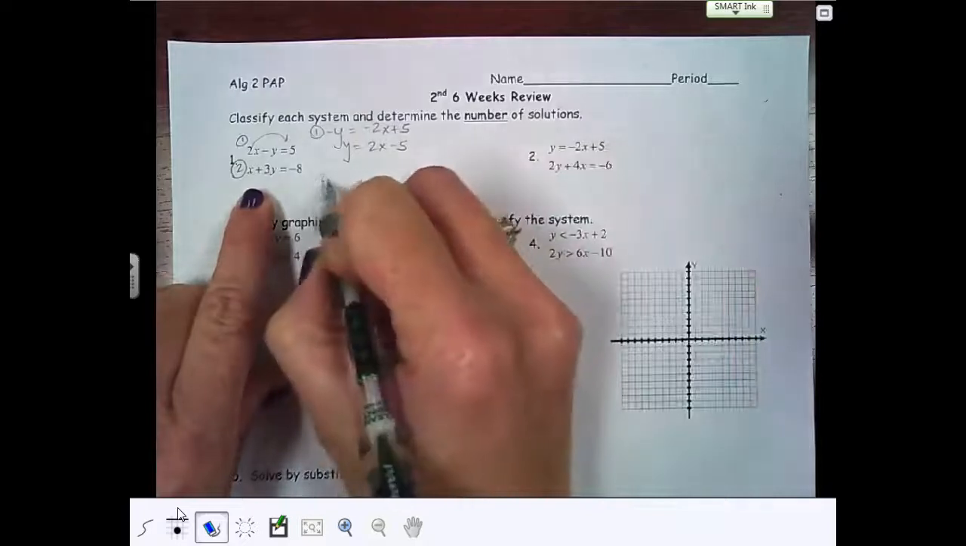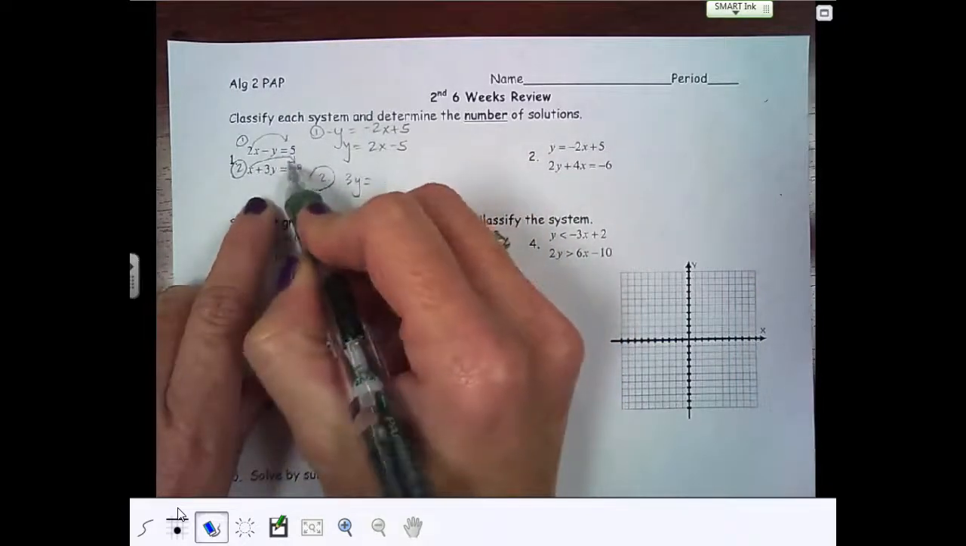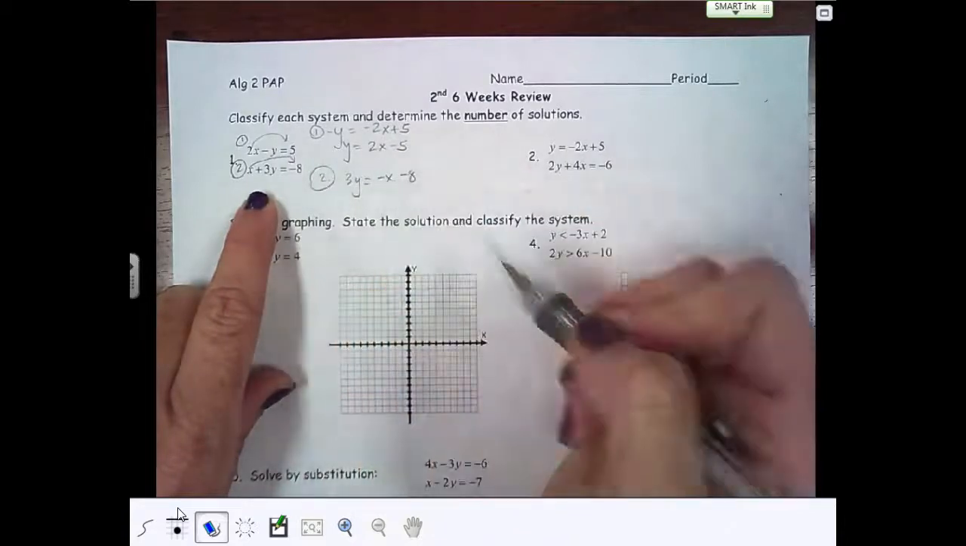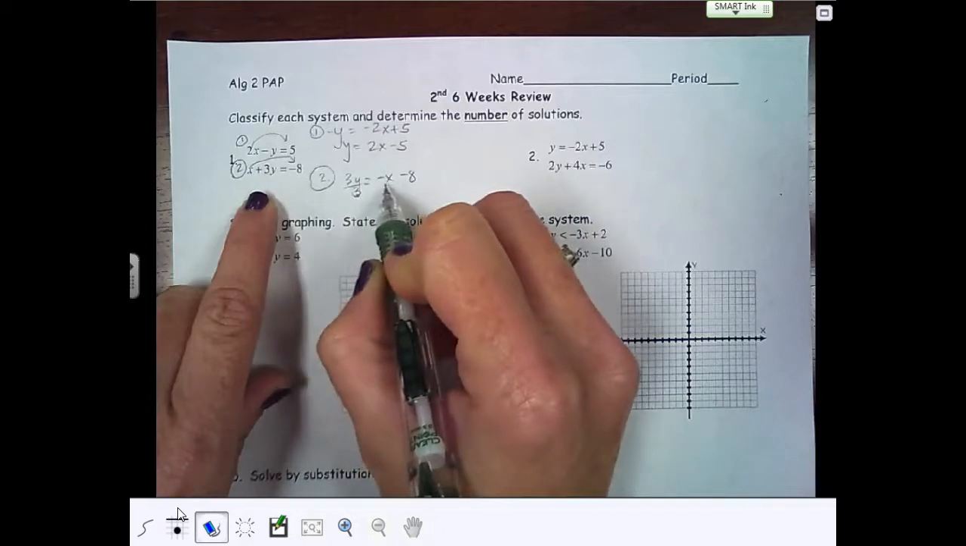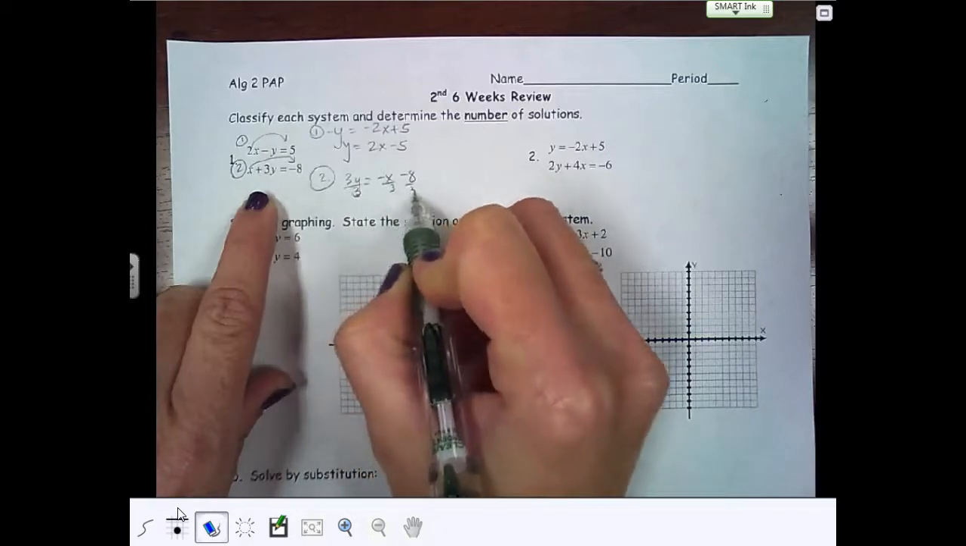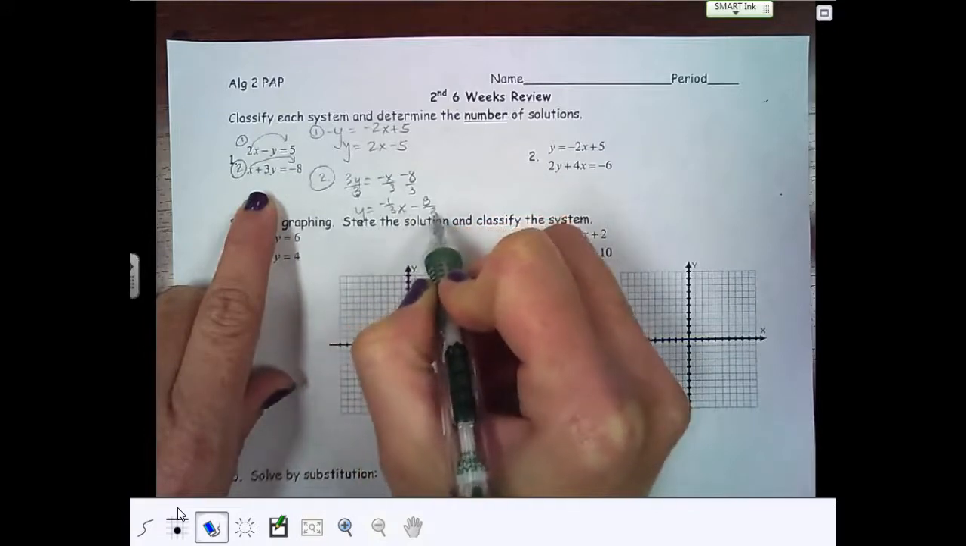Now for line 2, again solve for y. So you'll have 3y equals, move the x over to the other side, negative x minus 8. Then divide everything by 3. So y equals negative 1/3 x minus 8/3.